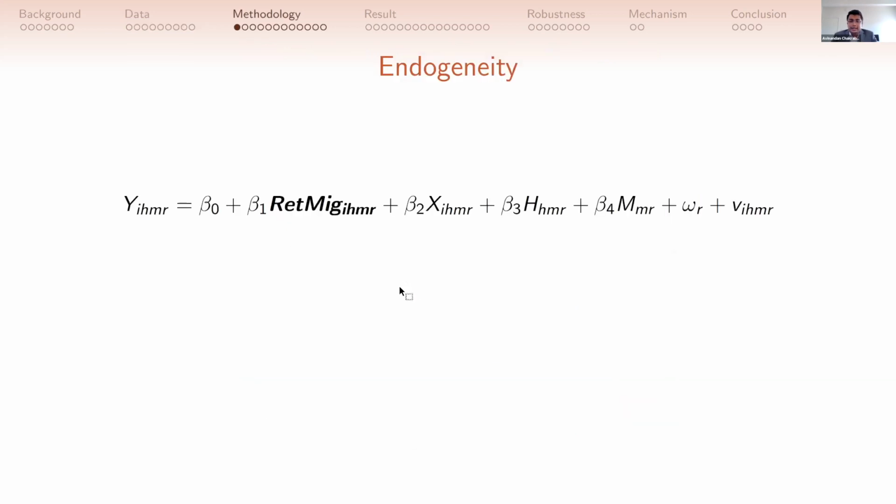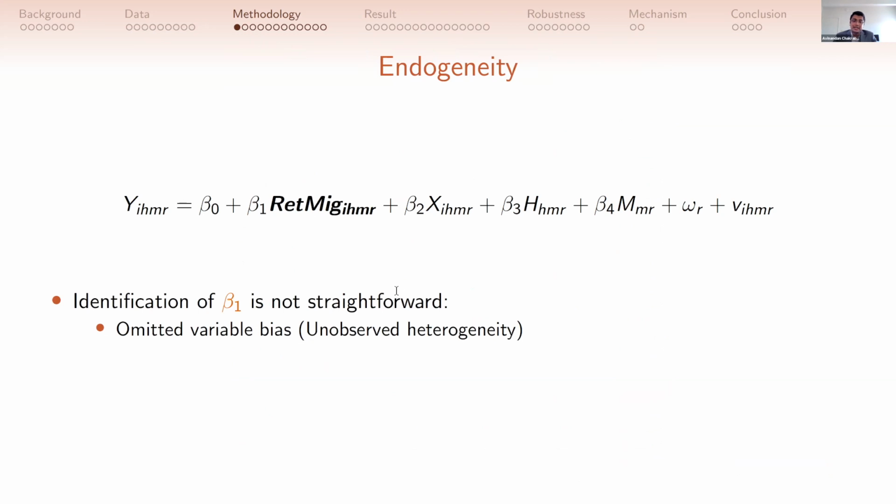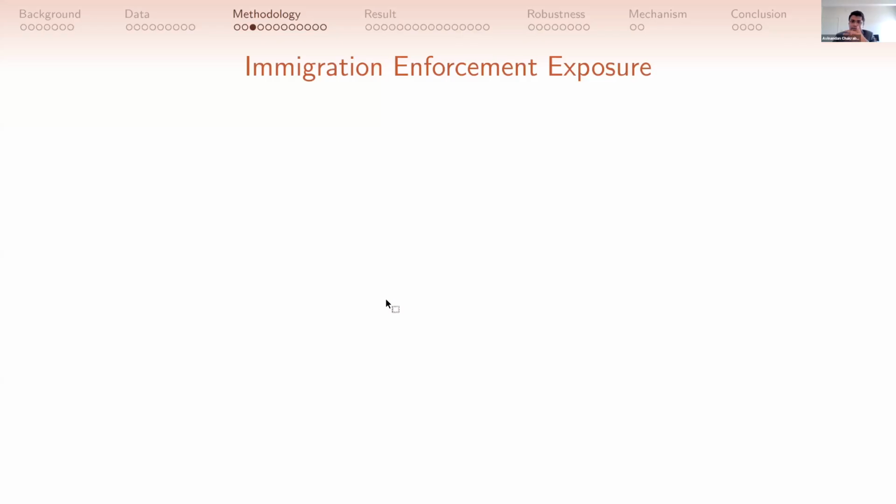The main problem with doing an OLS model is endogeneity, and there can be two problems. The first is omitted variable bias because of unobserved heterogeneity, or reverse causality. Omitted variable bias might arise if some unobserved variables are affecting both the decision of return migration and the child dropping out of school. And reverse causality might happen if, because the child is dropping out of school, the person is returning back home. So to control for this, we create an instrument. The instrument that we create is immigration enforcement exposure.